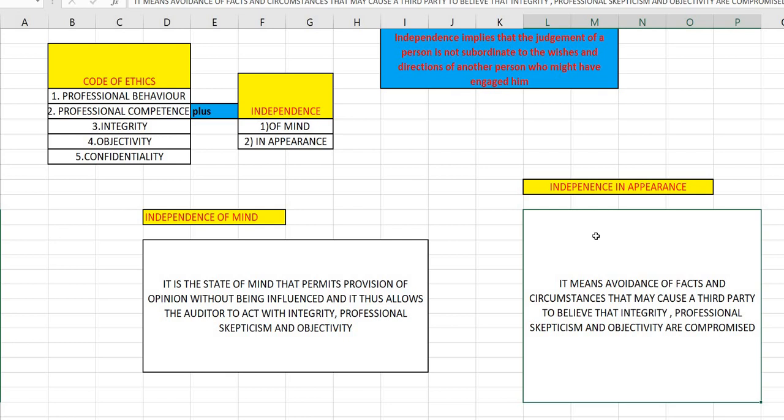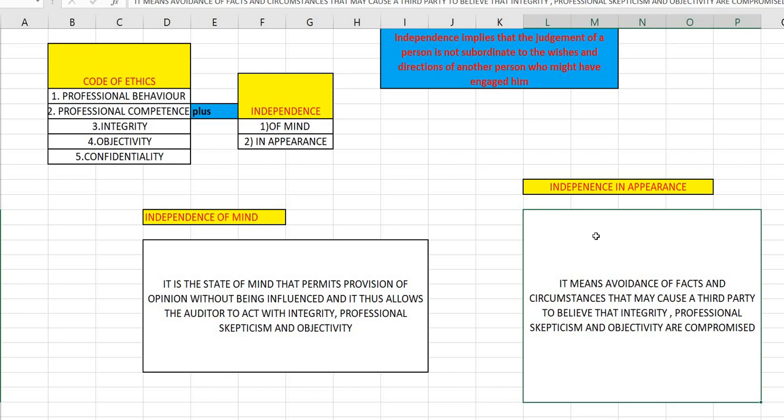So basically, independence in appearance means the auditor should avoid facts and circumstances that may cause a third party to believe that. You have to avoid it in any way possible. You should try not to audit firms in which your dad is a shareholder. Even if you do, keep it very confidential, and make sure it doesn't influence your audit opinion. You should give an audit opinion based on what you see, what you have observed in the financial statements, what is the truth. You have to have moral standards and a questioning mind. Everything should be taken care of.